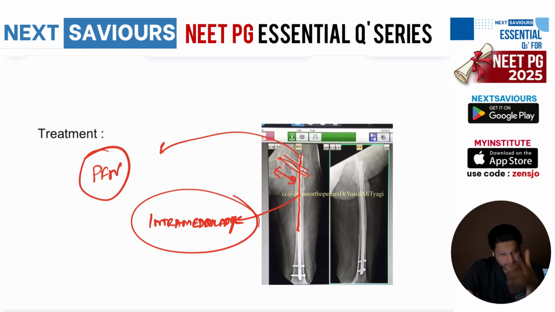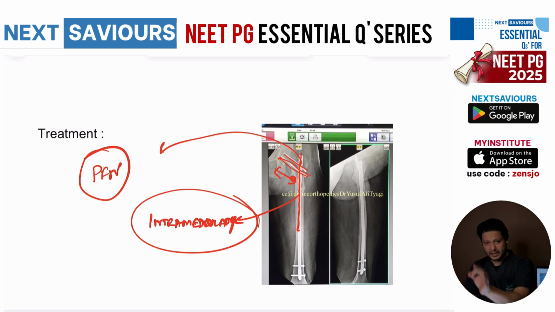But practically the complication exists in both these two cases. That means fixation with the DHS or with the PFN. Ideally, it's not like that you all have to go with the PFN for the fixation of the IT fractures. Make a simple criteria: if the patient is thin built and the fracture is uncomplicated, in the sense that it is a simple fracture without too much comminution, then go with the DHS. But if the patient is obese or if the patient is having a complicated fracture, in the sense that there is a posterior medial comminution, then you have to go with the proximal femoral nail.